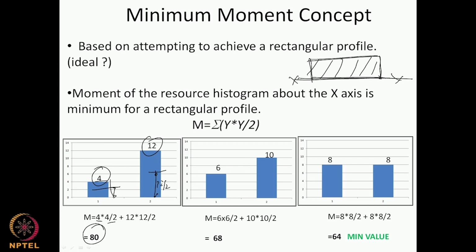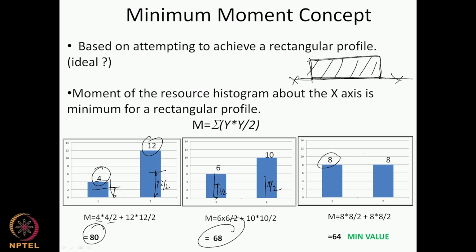Now for the same resource requirement, which is 16, 10 plus 6, I have an alternate histogram here. The moment of this is 6 into 6 by 2 plus 10 into 10 by 2, and this is the moment of this histogram. And you can see as my peak reduced, my moment also reduced. Obviously, because this is the square of the height of the bar, as I reduce it, it reduces by the square.